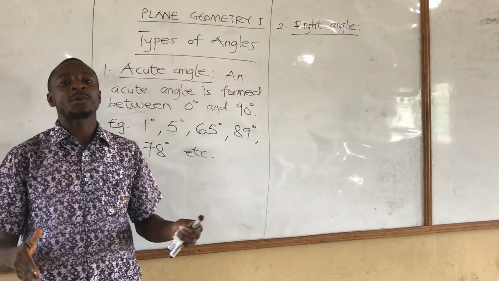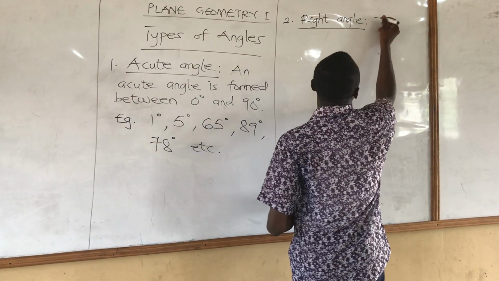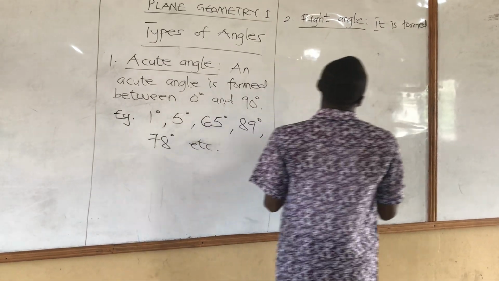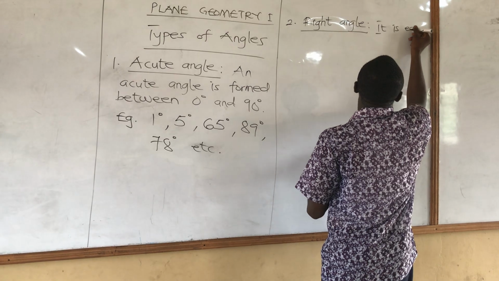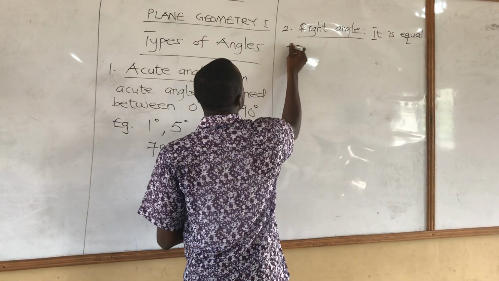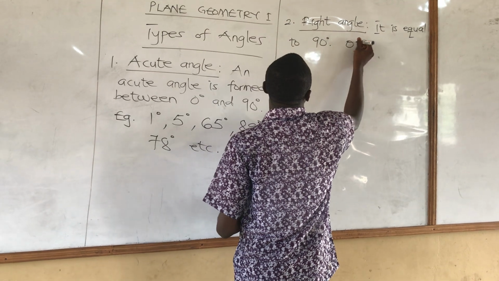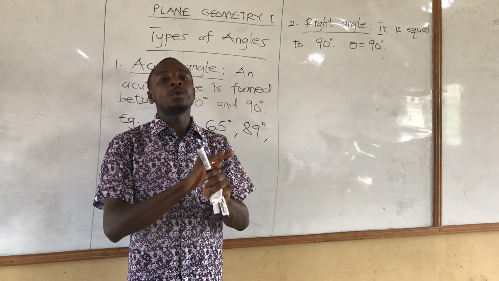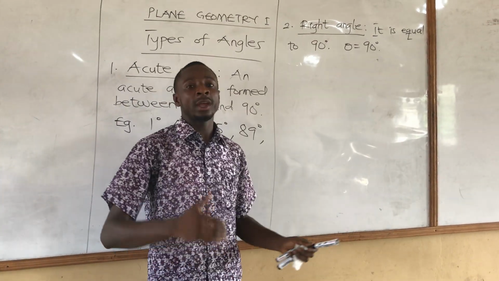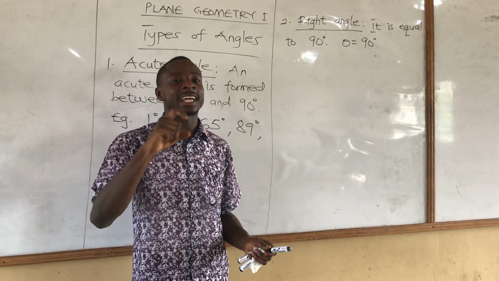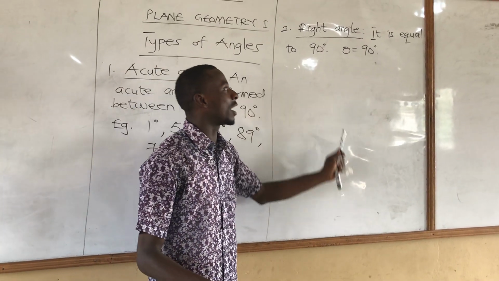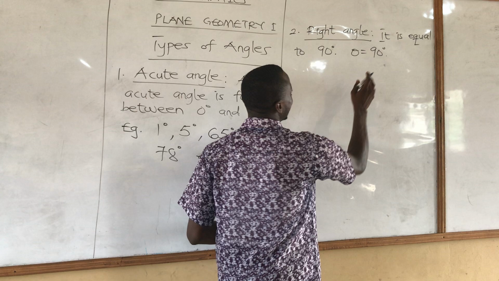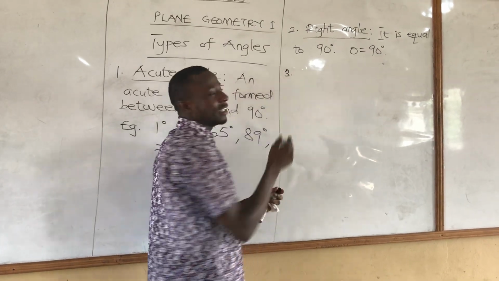The second type is right angle. So under right angle, the angle is equal to 90 degrees. And this is where we have a type of triangle named right angled triangle. We know that a right angled triangle has one of its angles to be 90 degrees. So from here, the angle is just equal to 90 degrees.